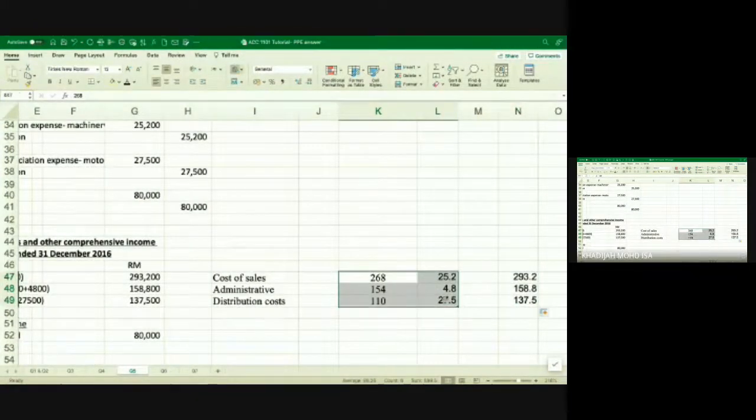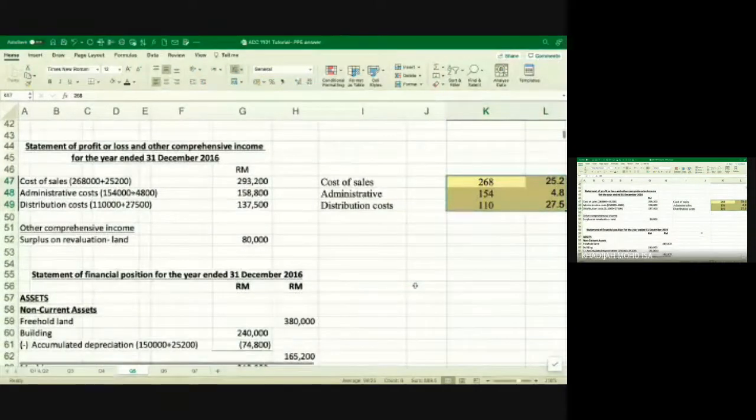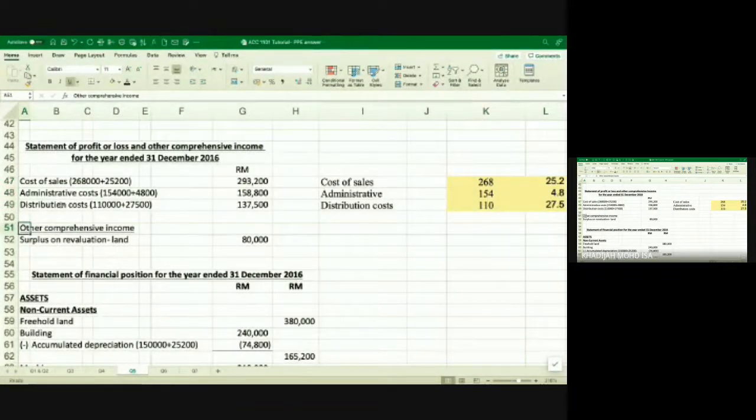You have to show me these two items, right? If you don't show me the total, it's still okay, but show me these two items. Do you get that? But of course, you need to know the total in order to compute the full financial figure. And then you have your surplus, and this one is new: other comprehensive income. Because of the surplus, you have credit your surplus on revaluation of land, so you have that 80,000.